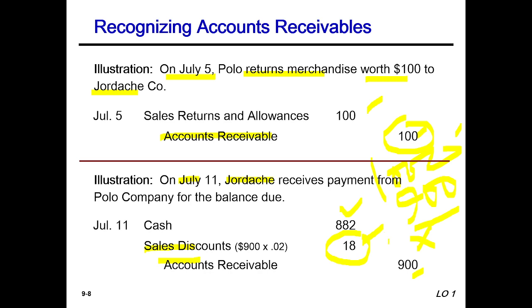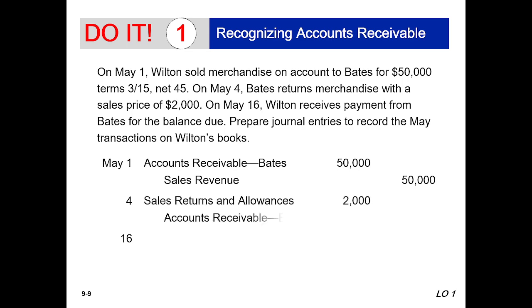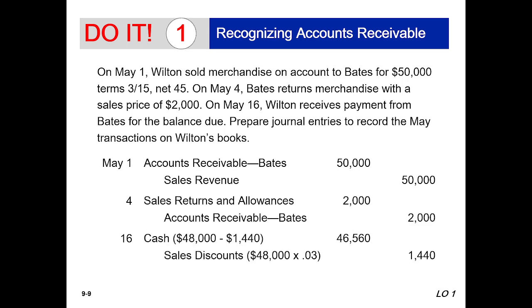On the other hand, Polo company benefits and George's company loses. Do it. A very simple example.